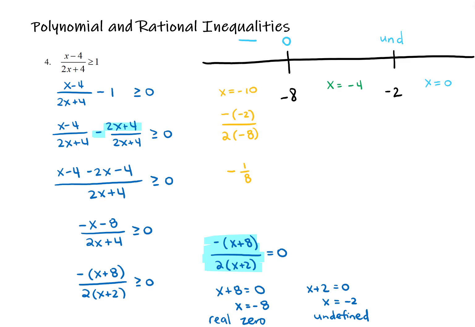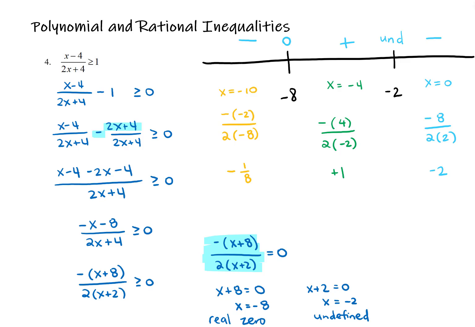Plugging in negative 4, I get negative x plus 8 over 2 times x plus 2. And so that's going to cancel out to become positive 1. So that region is positive. And our last one says 0, so we're going to get negative x plus 8 over 2 times x plus 2. And so that gives me negative 2. So I'm going to say negative here.